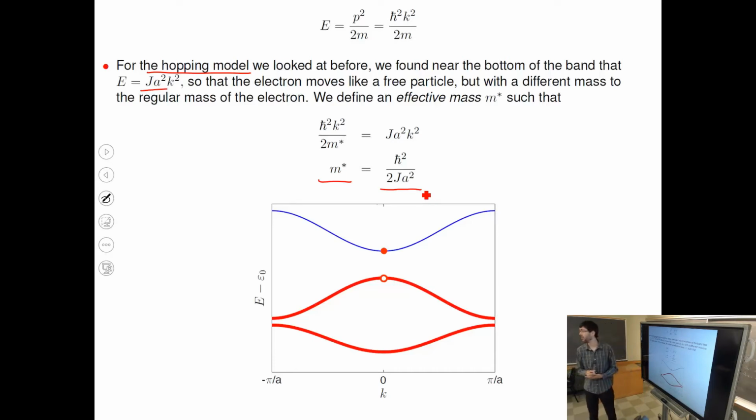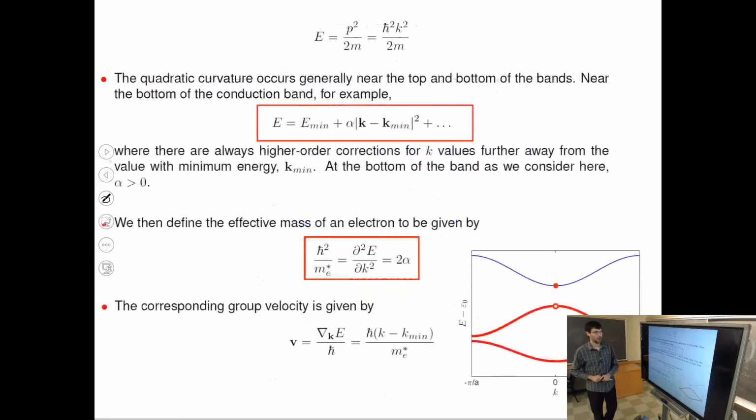It works out to be quite different from the real electron mass, from the free electron mass. Now, that was a tight binding example. We know that this is an approximate model, the tight binding model.